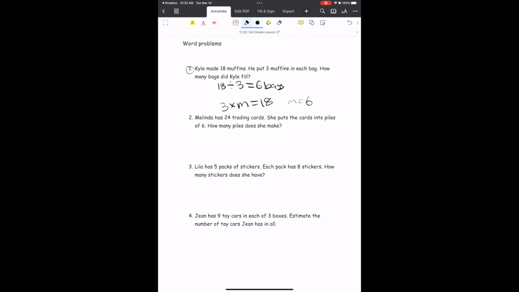And then we could do number 3. Leela has 5 packs of stickers. Each pack has 8 stickers. How many stickers does she have? Well, if she has 5 packs of stickers and she has 8 stickers per pack, that'll just be 5 times 8. And since we know our multiplication tables, this would be 40. So that is equal to 40 stickers.